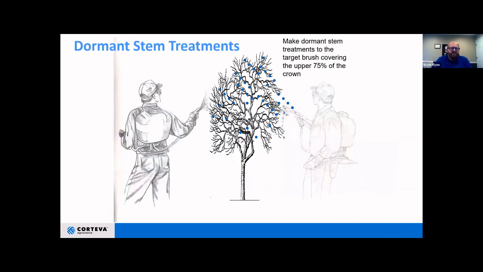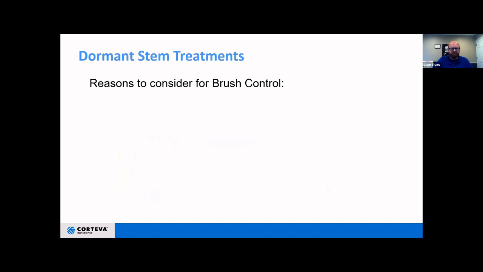What's key about these dormant stem applications is that we make contact with at least 75% of the crown, that canopy. So, here in blue dots, this is what we're aiming for. This is almost like doing a low volume basal treatment, except now we are targeting the stems of the plant. Very effective, highly effective treatment if you're set up properly to do it, and you know the ins and outs of it.